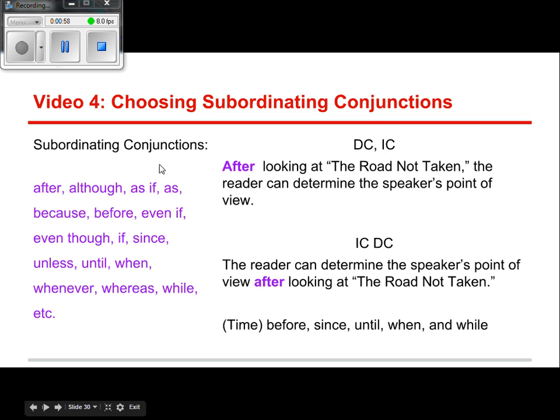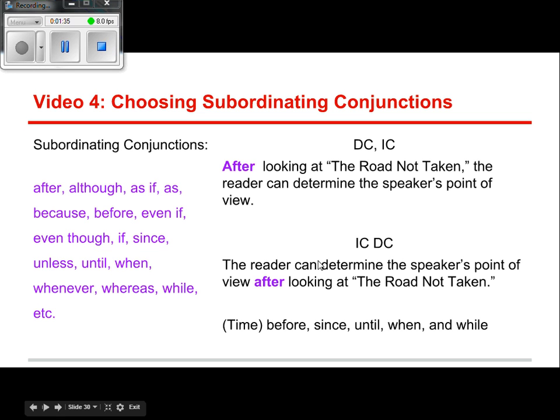Okay? So, the first type of subordinating conjunction we are going to use is one that refers to time. So, after, other ones would be before, since, until, when, and while. So now I know we're referring to a period of time. So here I'm starting with a dependent clause. After looking at the road not taken, well, yeah, what happened? Okay, so I'm going to add a comma and then attach it to my independent clause. The reader can determine the speaker's point of view. Great. So now that together creates a complete sentence, a DC, comma, IC.